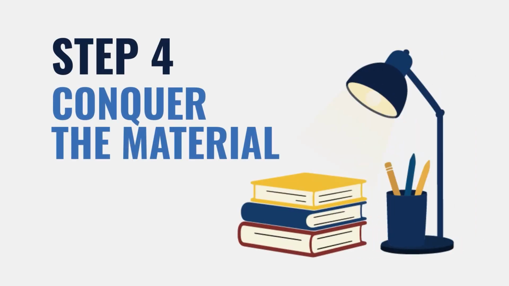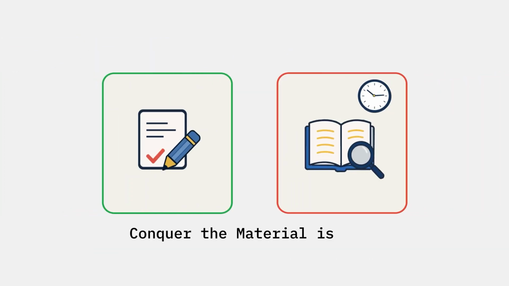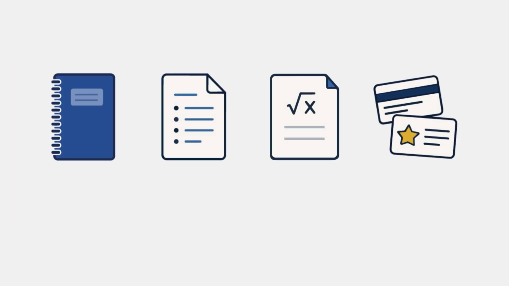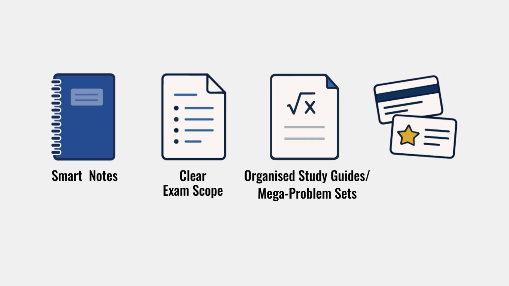Step 4. Conquer the material. Conquer the material is about studying smarter, not longer. At this stage, the preparation is already done. You have smart notes, a clear exam scope, organized study guides or mega problem sets, and prepared flashcards.